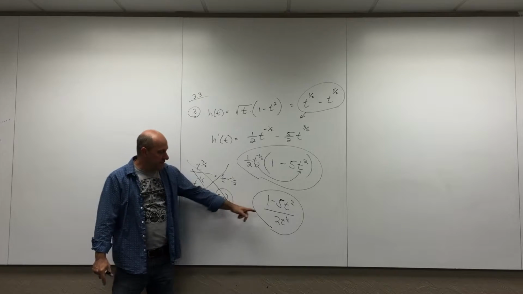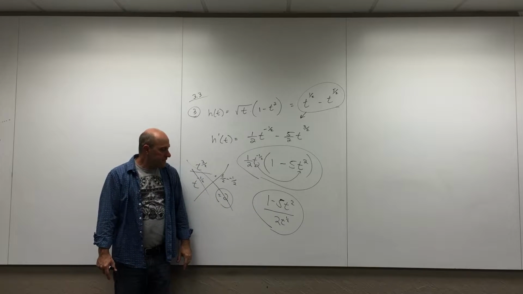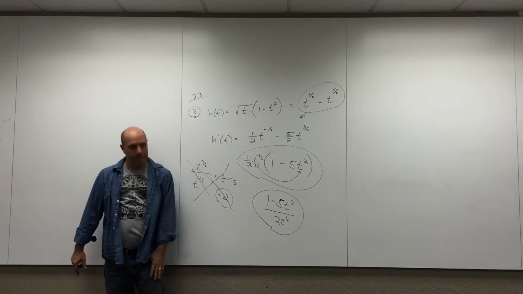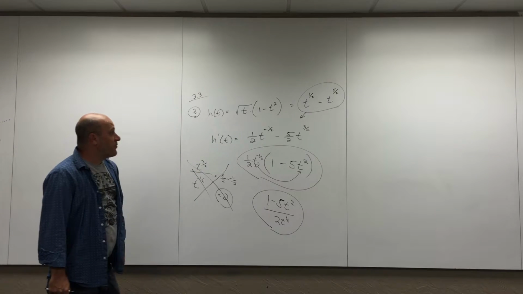But is that what they have? Yeah, you're good. Okay. They probably wrote a square root. Right. Well, but that's what that is. Yep. So that's that. Anyway, I did avoid the product rule.